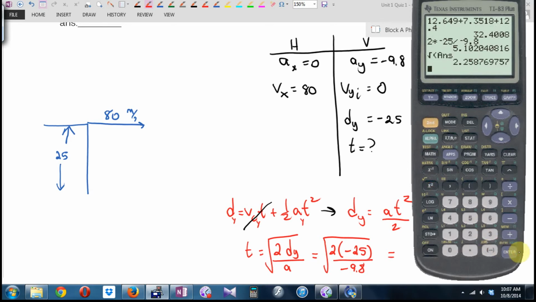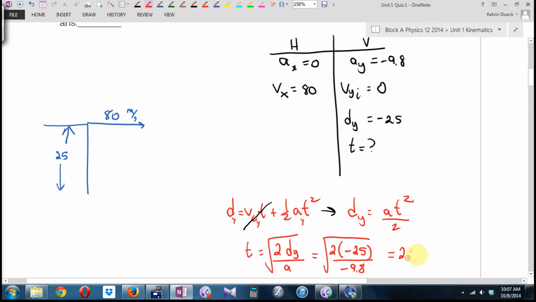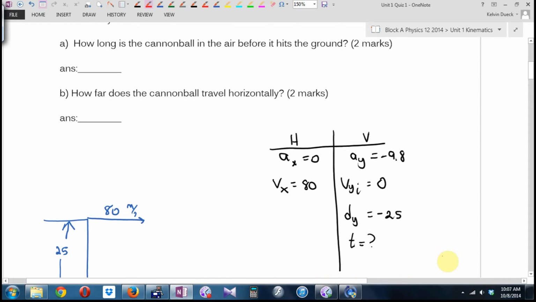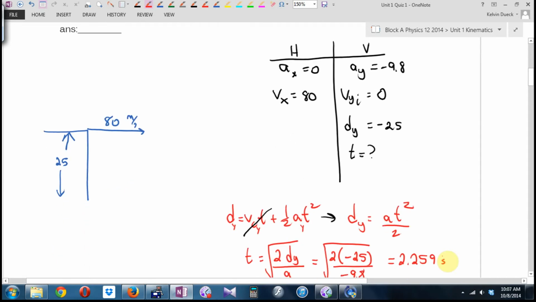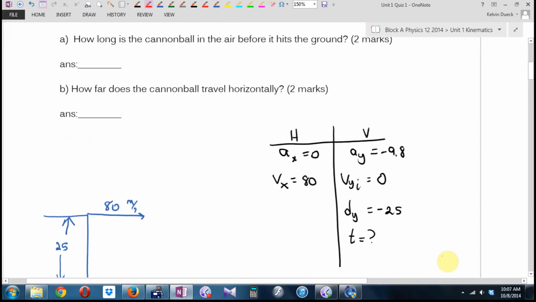2.25, okay. I'm going to write 2.259. I'll write 4 sig figs here because I'm going to use this later. 2.259. In the answer blank, where is it? 3 sig figs. 2.26. Now, if you got that, you get 2 out of 2.